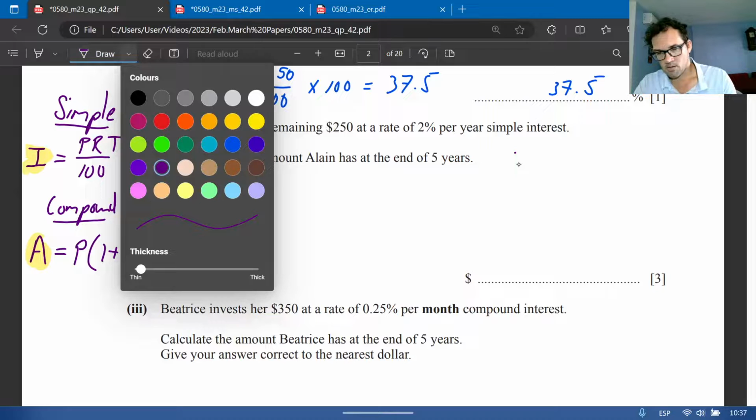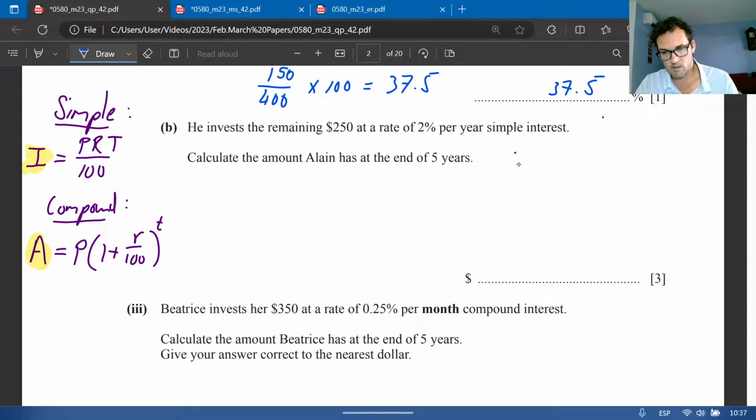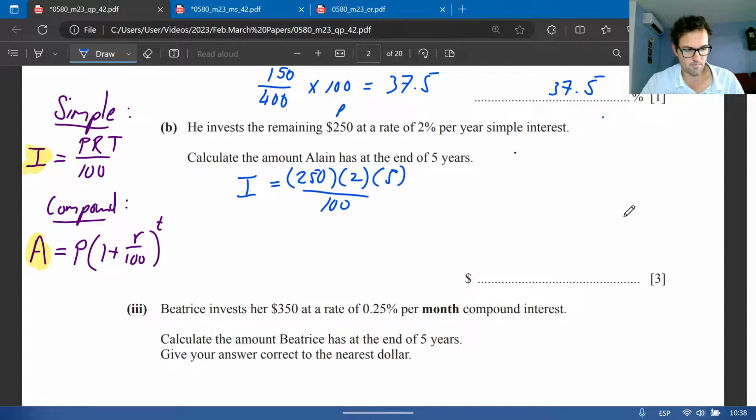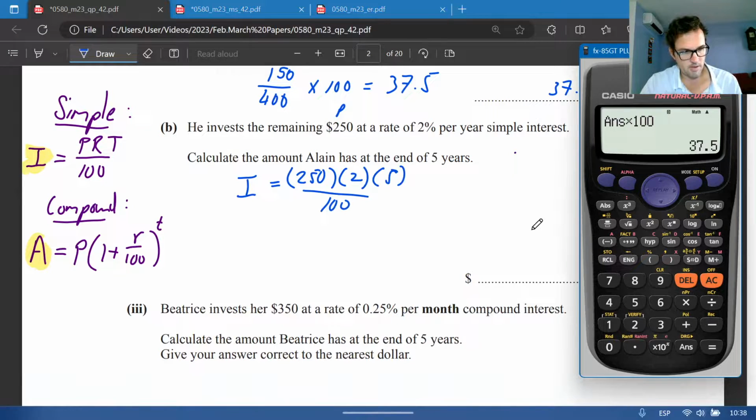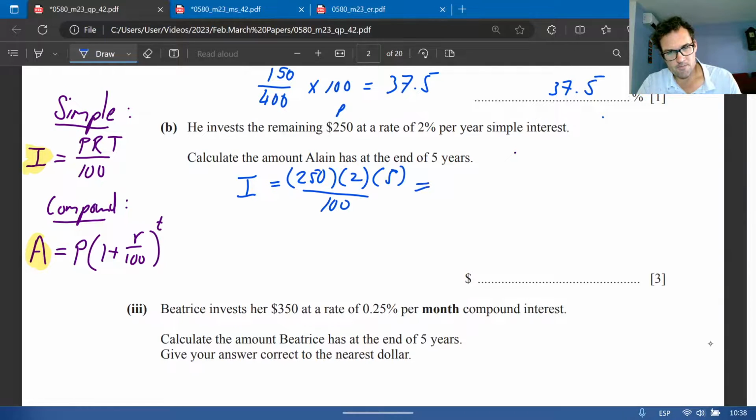Of course we're going to use the simple interest formula. So to get the interest, which is only the extra money she earns, we take the principal, the money you start off with, $250, times the rate, which is 2, times the time, which is 5, and you divide it by 100. So let's put that in. It will be 250 times 2 times 5 divided by 100. $25.